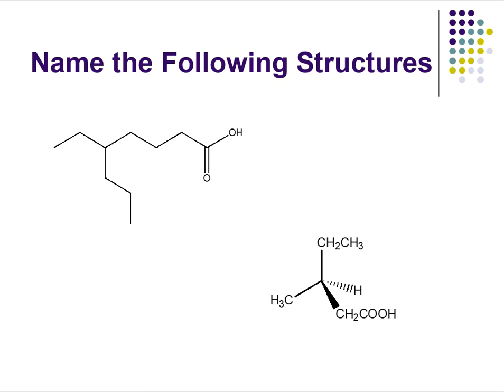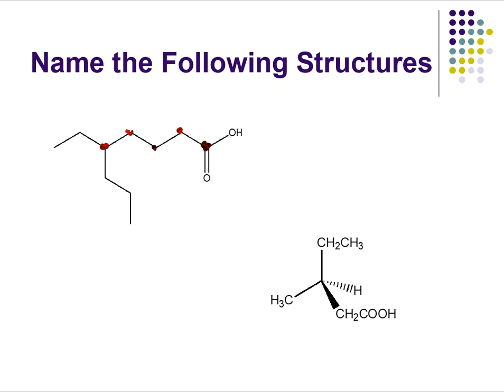So let's start with the top one. The problem here is finding the longest carbon chain that includes the carboxylic acid piece. All right, so that's always where I'll start. It's going to be right there. So there's 1 carbon, 2 carbon, 3 carbon, 4 carbon, 5 carbon.